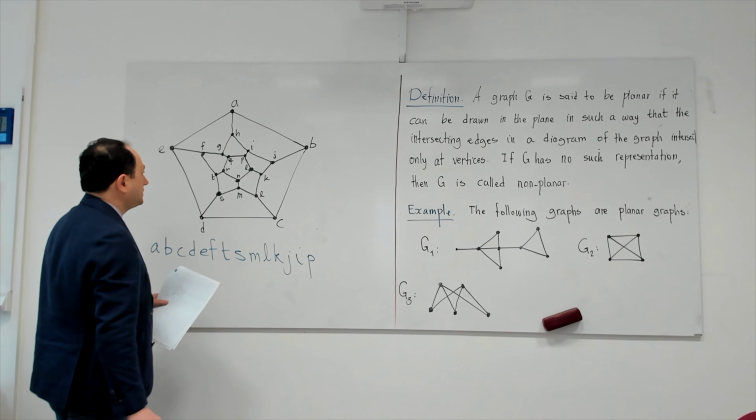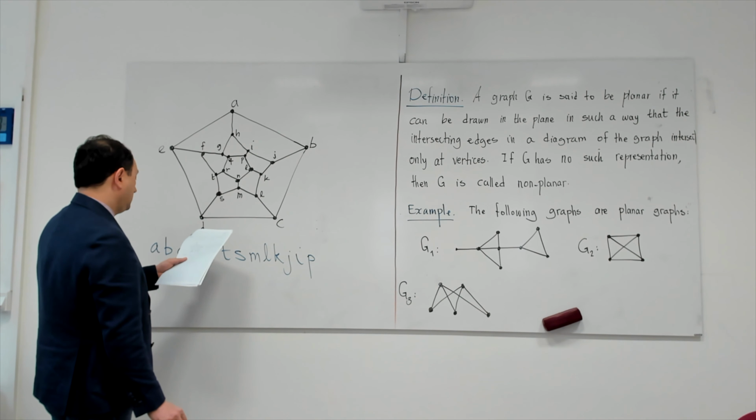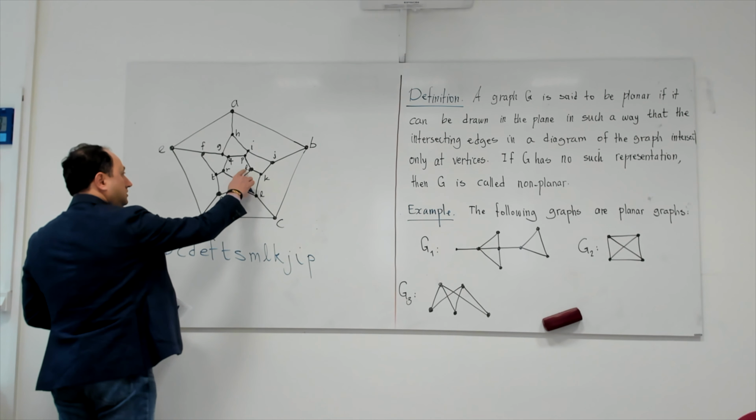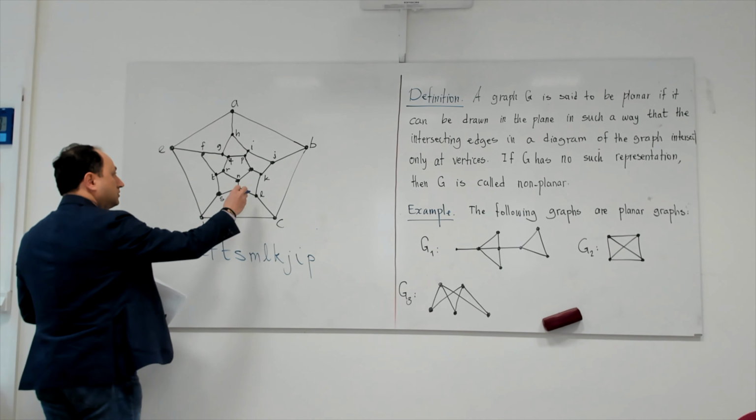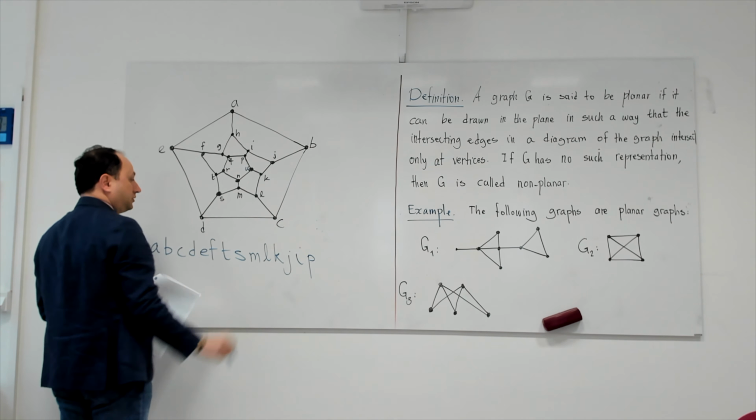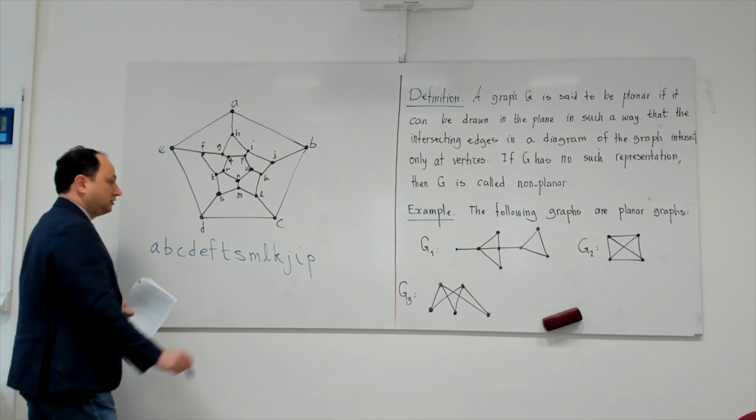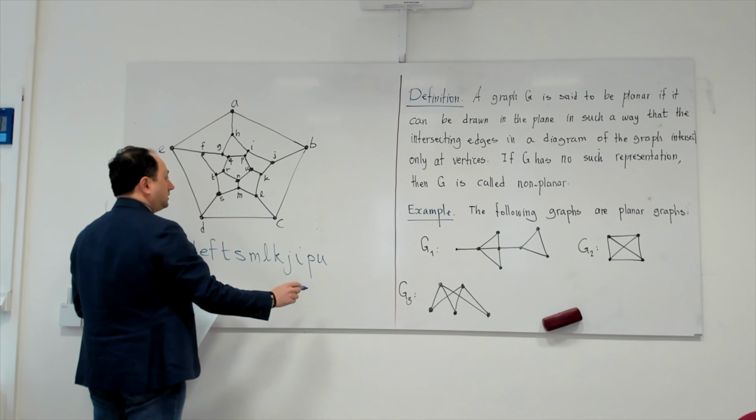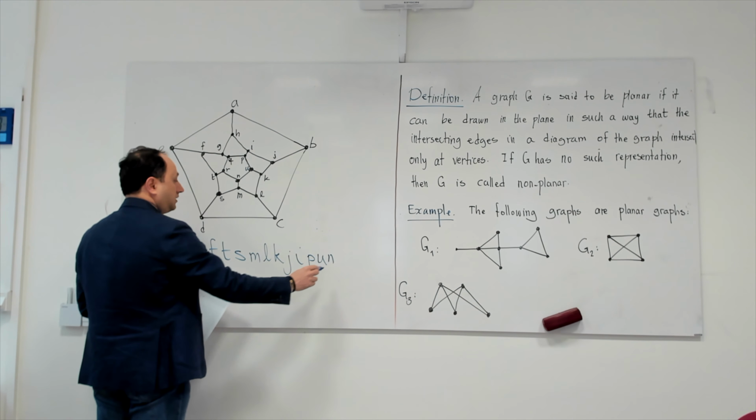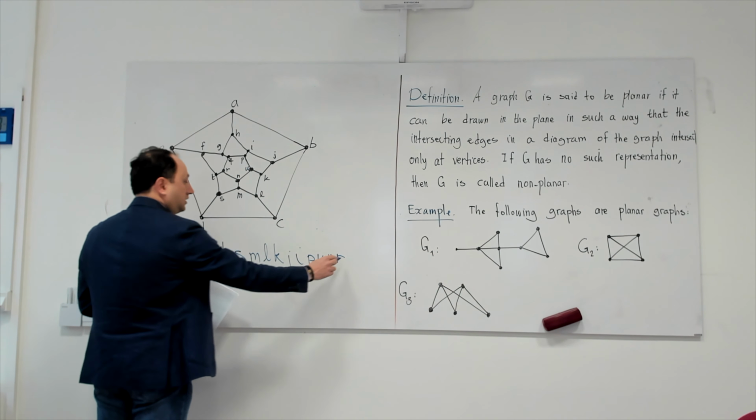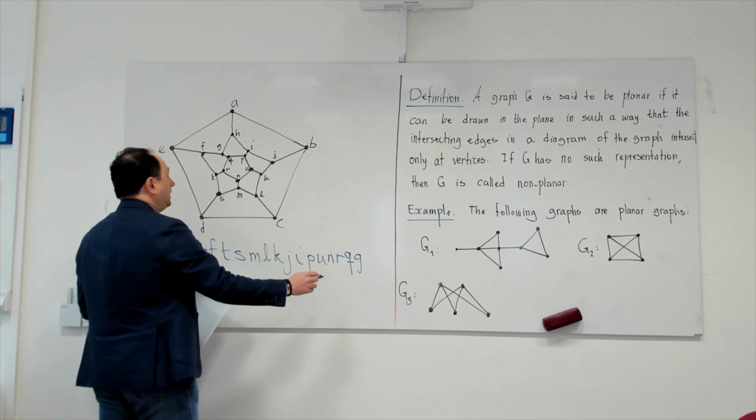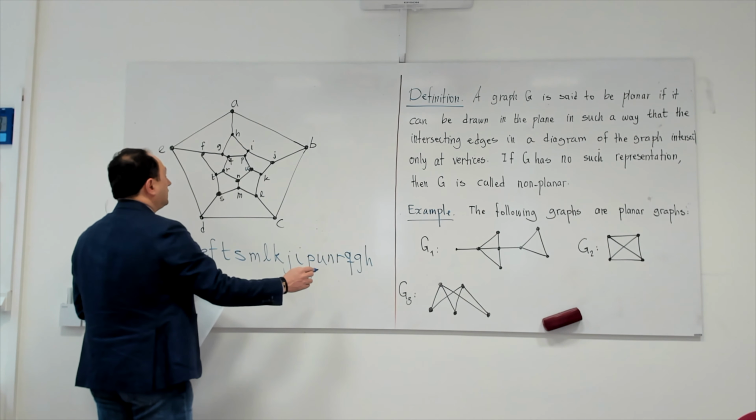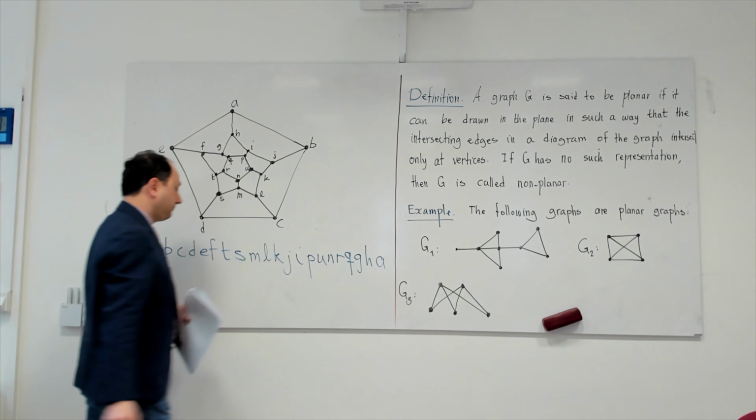Ah, okay, so that's my mistake. My naming is wrong. So let me change it to, I don't know, U, for example. Okay. U, N, R, Q, G, H, then A.